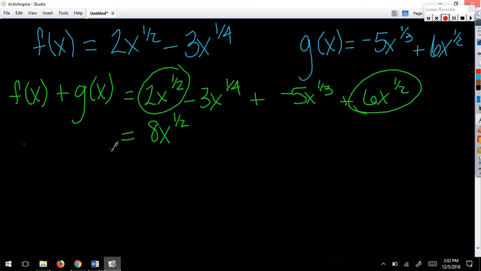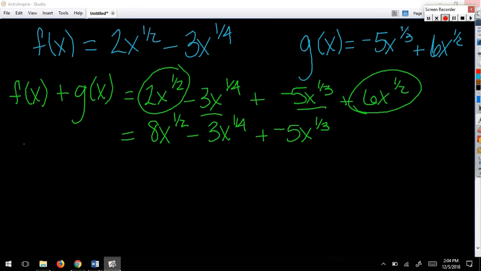All right, so now I have these two terms left. Can I do anything with those? Why? They're not the same. They're not like terms. So I just write them. So if you have something that can't combine, it's okay. You just write it.